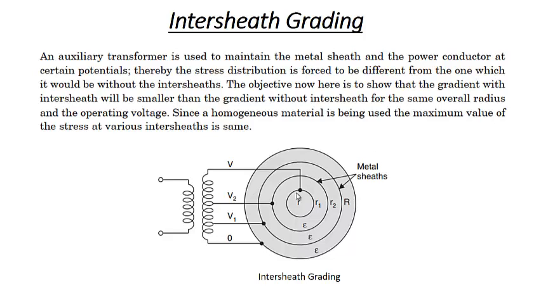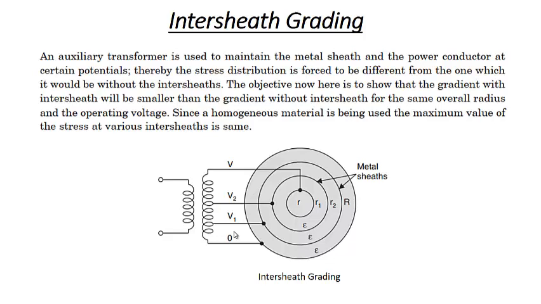So you can see the part of this material whose thickness is R2 minus R1 will be at a potential of V minus V2. Similarly, for this case, the thickness R minus R2, it will be stressed with V2 minus V1. Similarly, for this case, from here to here, this thickness, its potential will be V1 minus 0, that is V1.